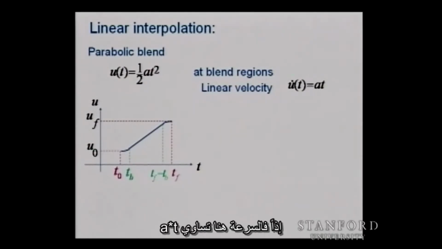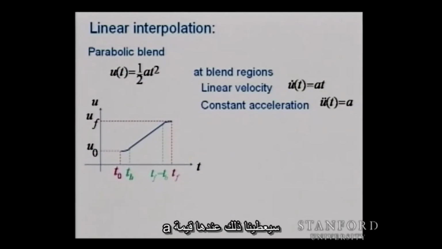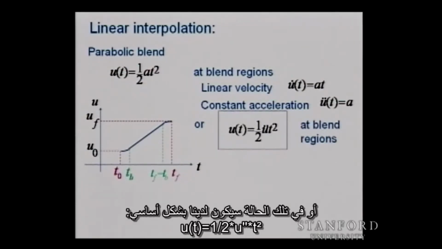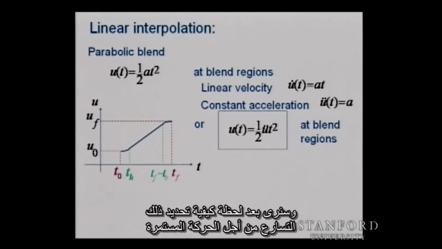So the velocity here is simply a times t, and if we put a condition for a constant acceleration, for example, then that will give us that value a, or in that case, basically we'll have u sub t is 1/2 u double dot t square, where u double dot is the acceleration, okay? And that acceleration, we'll see in a moment how we can determine for continuous motion. So, following so far?